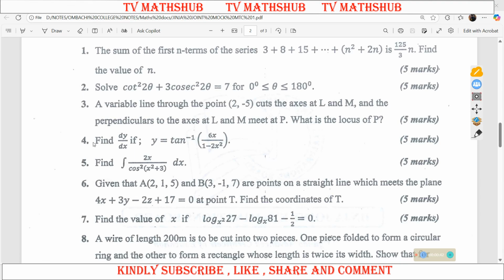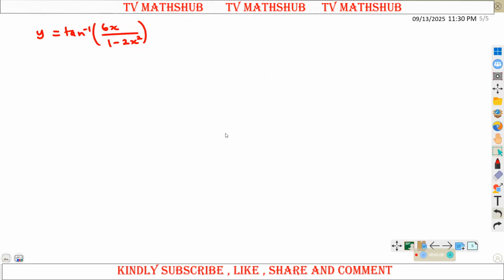Question number 4 says, find dy/dx if y is given as this. So we need to find dy/dx when we are given y, and y is a function of x. So we should be in a position to get the dy/dx. So let us look at the solution. We are given y as this. Since we already have y as that, we can take tan back, and we shall have tan of y, which is equal to 6x divided by 1 minus 2x squared.